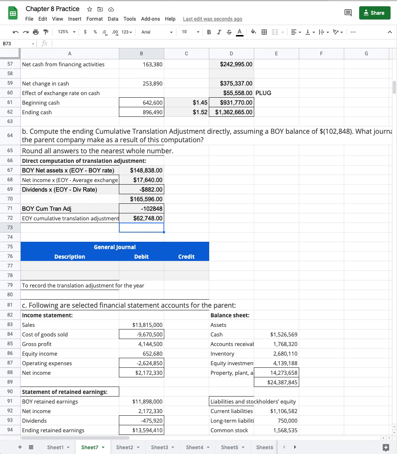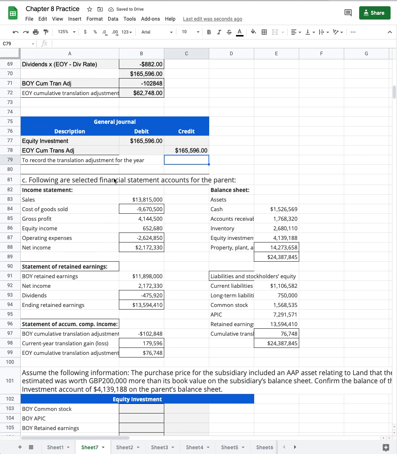So now we can come down. It would also like us to do the journal entry to record the translation adjustment for the year. So this will be a debit to equity investment, and a credit to the end of year cumulative translation adjustment for the 165,596.